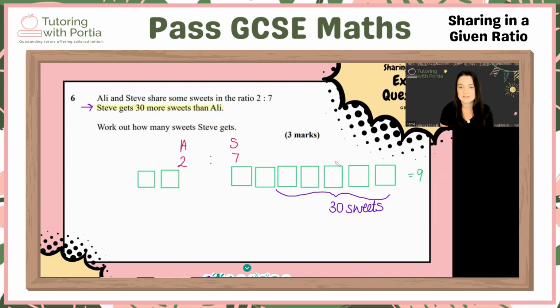So we can just look at these 5 parts here and work out how many sweets are in each part. And to do that, we'll take 30 sweets and divide it equally between those 5 parts, which means that each of the parts is 6 sweets. So we can fill that in here, 6, 6, 6, and 6. And that also tells us that all of the other parts have a value of 6, because all parts are equal in ratio.